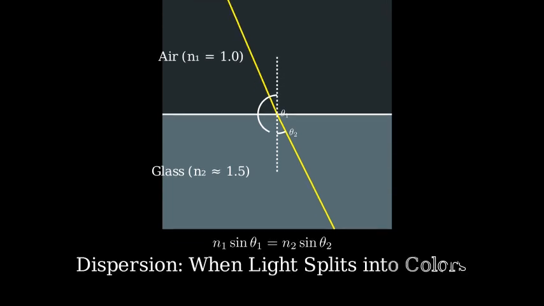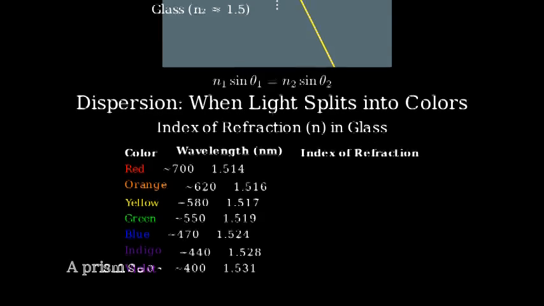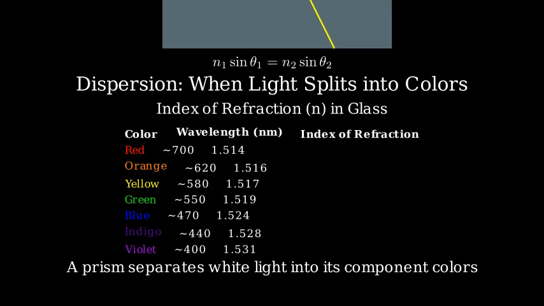Dispersion is the phenomenon where the index of refraction of a material depends on the wavelength or color of light. For most transparent materials like glass, the index of refraction is higher for shorter wavelengths, blue/violet light, than for longer wavelengths, red light. This means that when white light passes through a prism, each color bends by a different amount, separating into a beautiful spectrum.